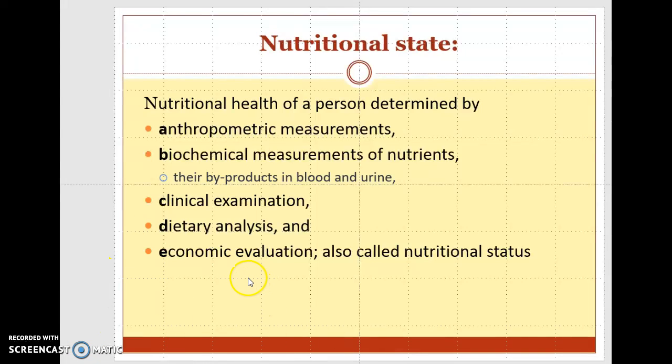And then you can look at the economic evaluation. Like, do they have sources of food? Do they have money? Do they have ways to get the food? Do they have someone preparing food for them? If an older person, can they get up and get their food? There's a lot of things to look at in their social situation to see how equipped they are to be able to feed themselves. So that assessment's really important to do.